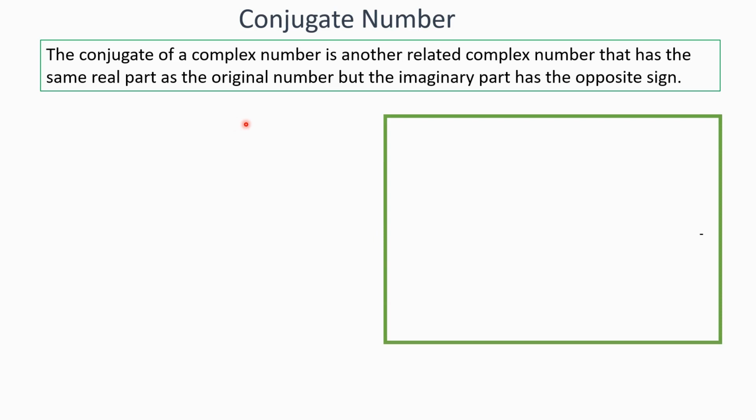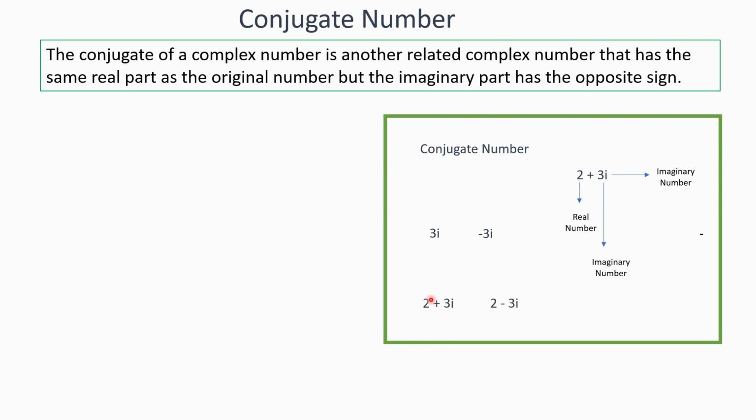Let's consider the complex number 2 plus 3i. In the expression 2 plus 3i, 2 is a real number, and 3i is an imaginary number because it contains the imaginary unit i. To find the conjugate of this complex number, we simply flip the sign of the imaginary part, plus 3i, to get minus 3i. Therefore, the conjugate of 2 plus 3i is 2 minus 3i.